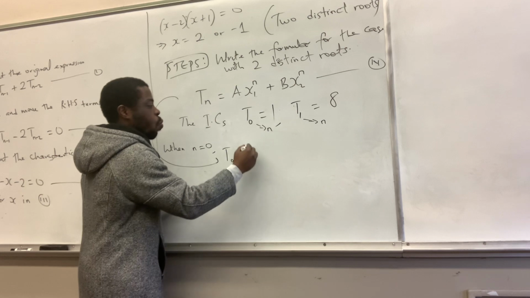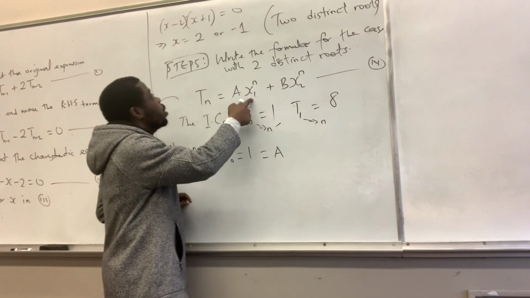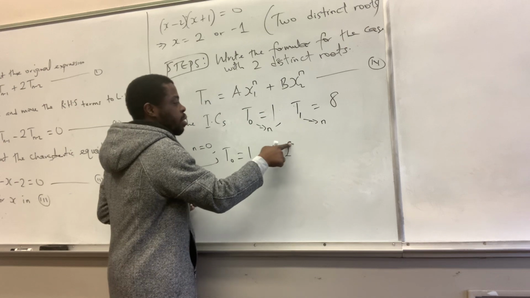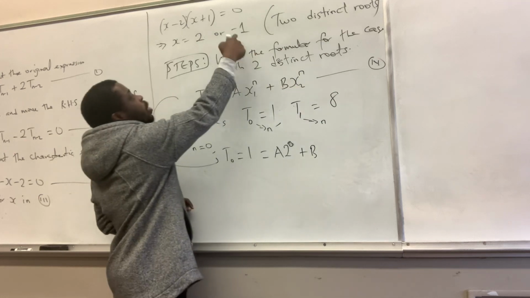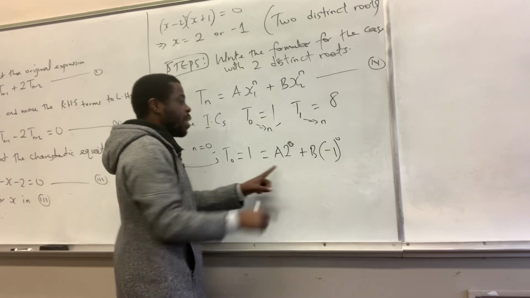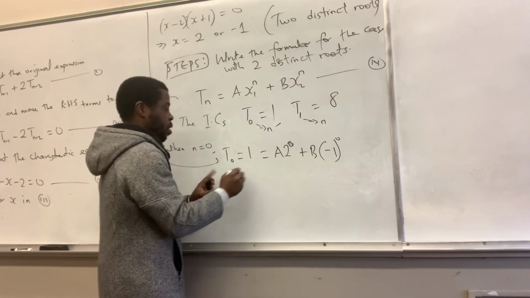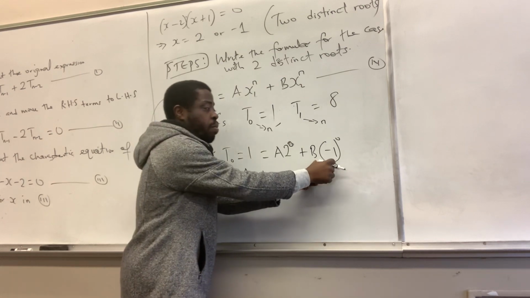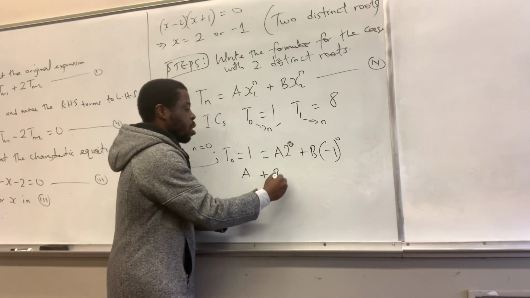T0 equals 1 equals A times x1, which is 2, to the n, and n is 0, plus B times x2, which is negative 1, to the 0. Now anything to the 0 is 1. 2 to the 0 is 1, negative 1 to the 0 is 1. So you have A plus B on the right side, so A plus B equals 1.